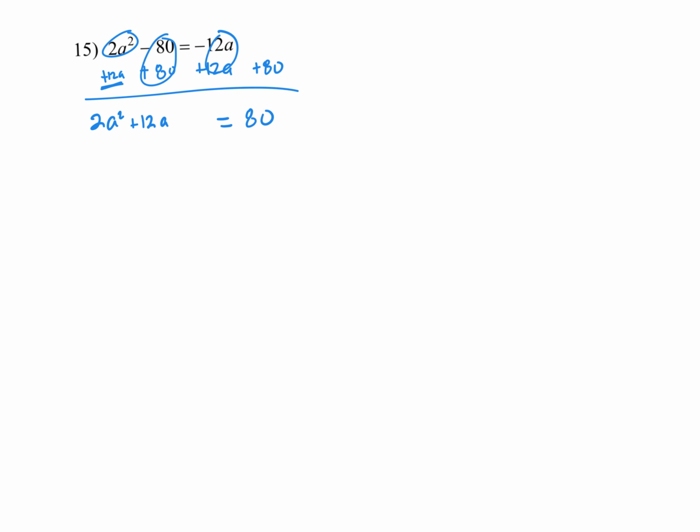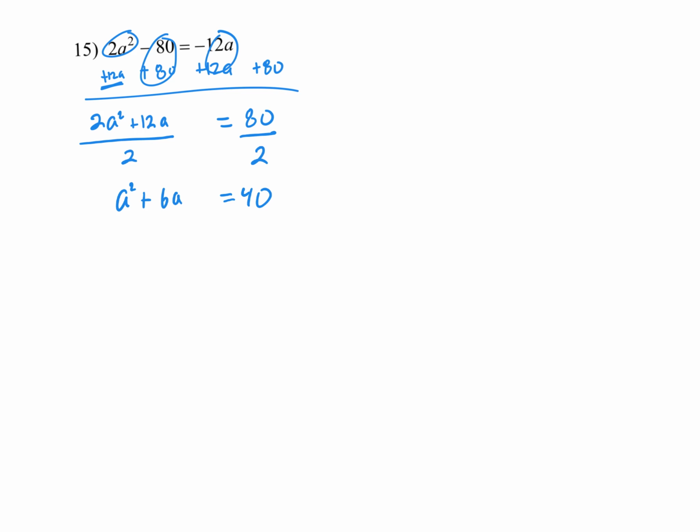Now, the perfect square only works if this number, the leading coefficient, the number by the squared, is 1. So in order to get that to be 1, I'm going to have to first divide this by 2. So I'm going to divide everything by 2 to keep them even. So 2a squared over 2 is just a squared. 12a over 2 gives me 6a, leaving space. 80 divided by 2 gives me 40.